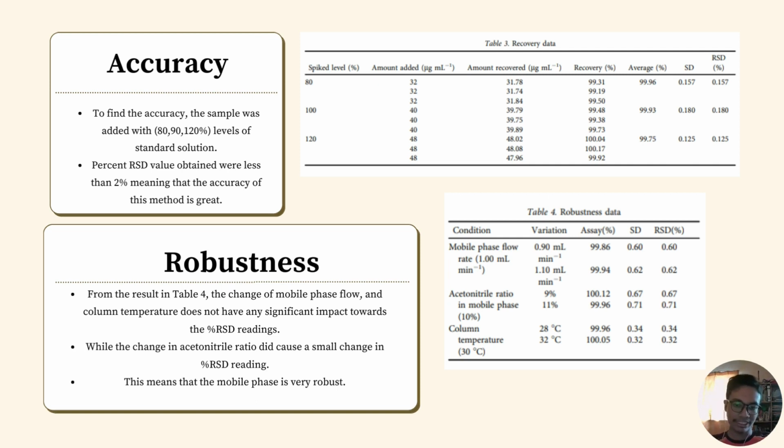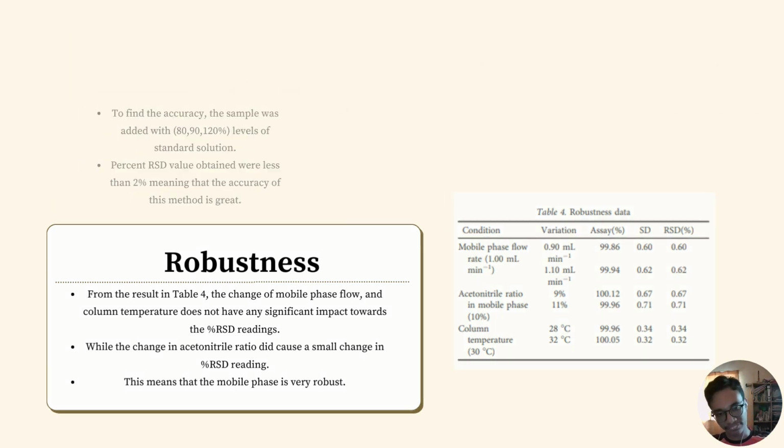So next, we have the robustness of the mobile phase. So from the results in table 4, the change in flow rate and column temperature does not have any significant impact toward the percent RSD readings. While the change in acetonitrile ratio, however, caused a small change in percent RSD reading. This means that the method is very robust.